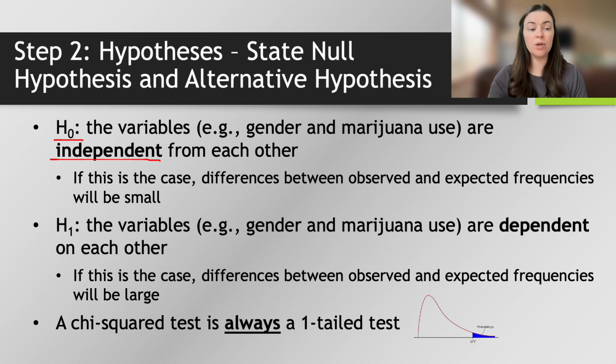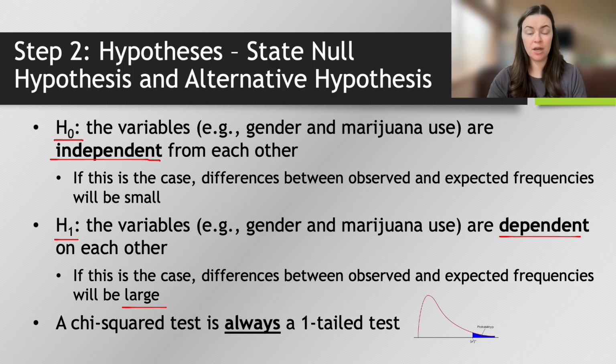And so our research or alternative hypothesis, which is still designated by H with a subscript of 1, is the exact opposite of that. The variables of gender and marijuana use are dependent on each other. So if this is the case, the differences between the observed and expected frequencies will be large. So keep that in mind as we are working through the actual calculations of our computation of our test statistic in step 4.